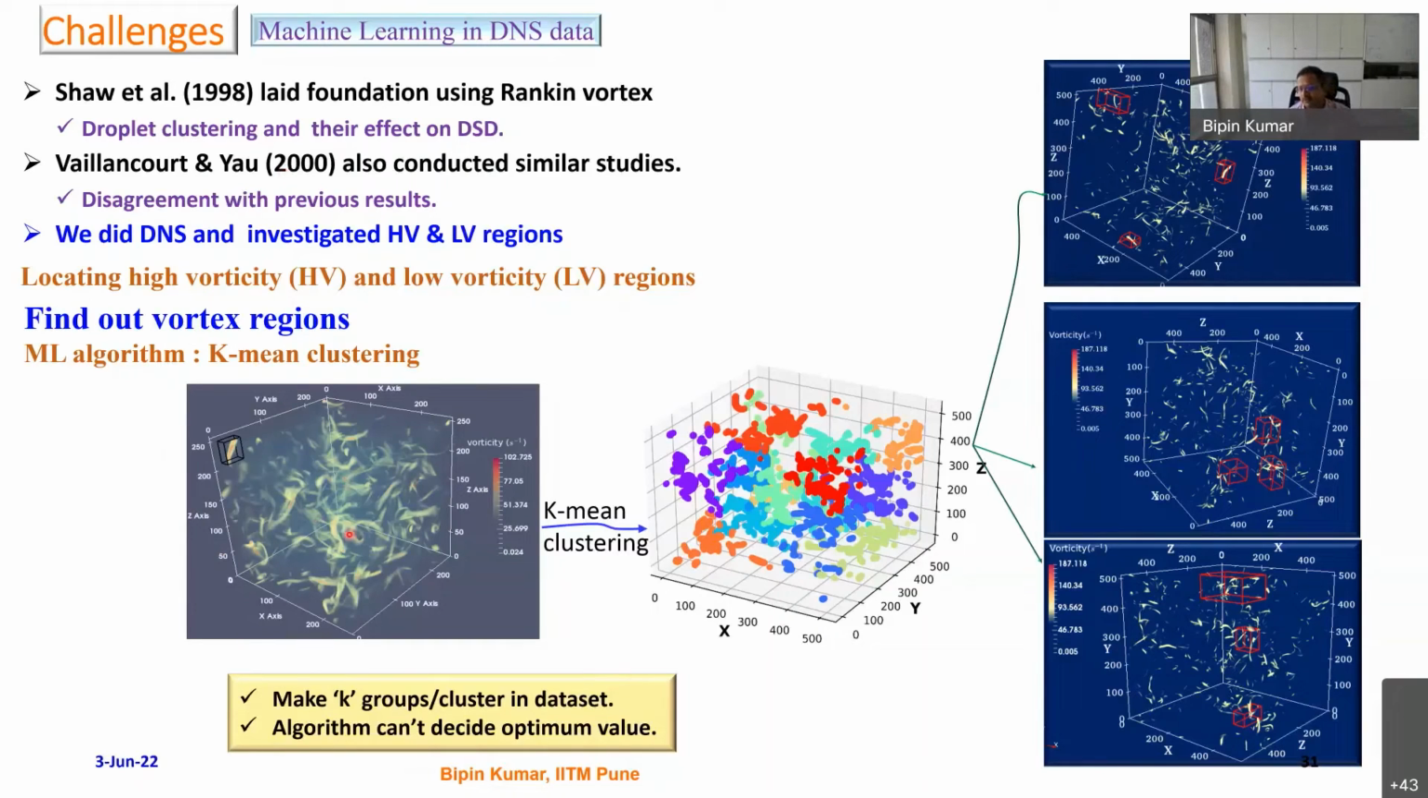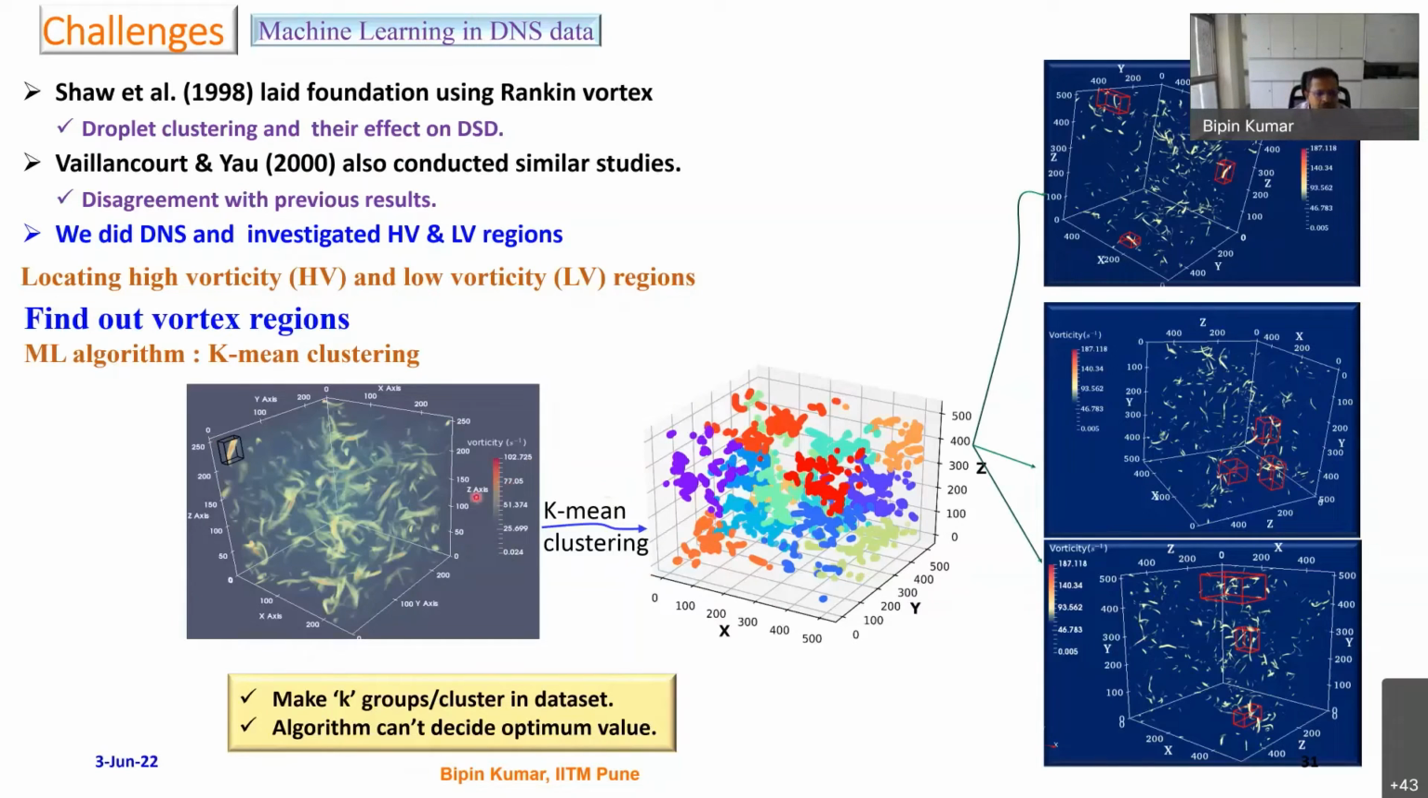and high vortex regions. We tried many things, then we went to machine learning algorithms. We tried an unsupervised algorithm, k-means clustering. So what is k-means clustering? Maybe people might know. It will make clusters of the different regions. So we have to decide what intensity we want to take.